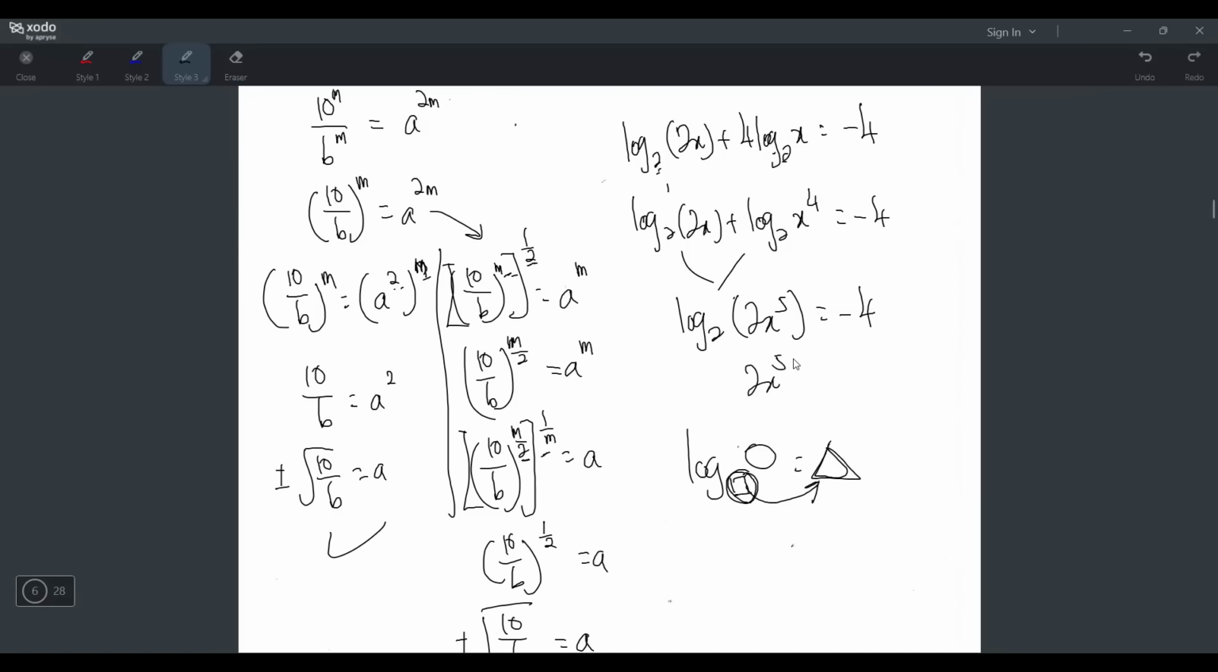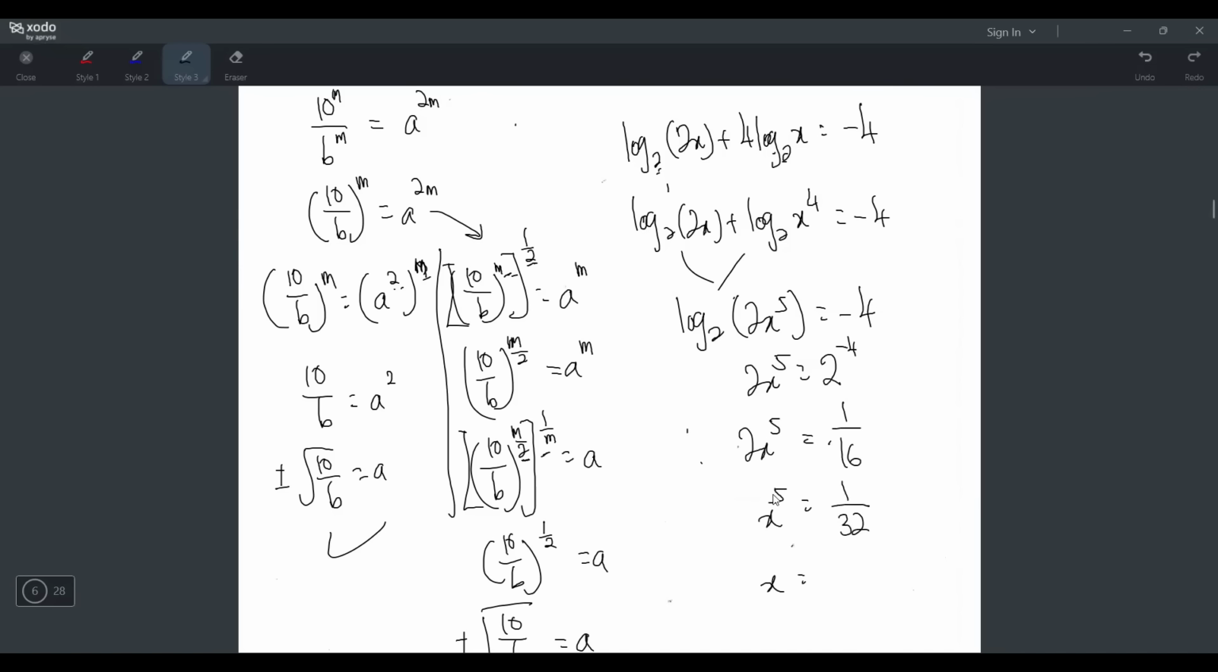So 2x power 5 equals 2 to the power of negative 4, the 2 becomes the base and the negative 4 becomes the power, like that, right? Okay, now we can just solve for x. First of all, what is 2 power negative 4? 1 over 16, because 2 power negative 4 means 1 over 2 power 4. And then 2x power 5 is here. Now slowly move the 2 over, it becomes 1 over 32. Okay, 1 over 16 divided by 2 is 1 over 32.